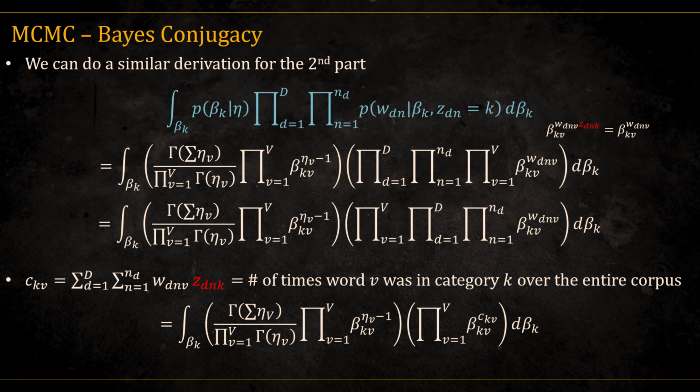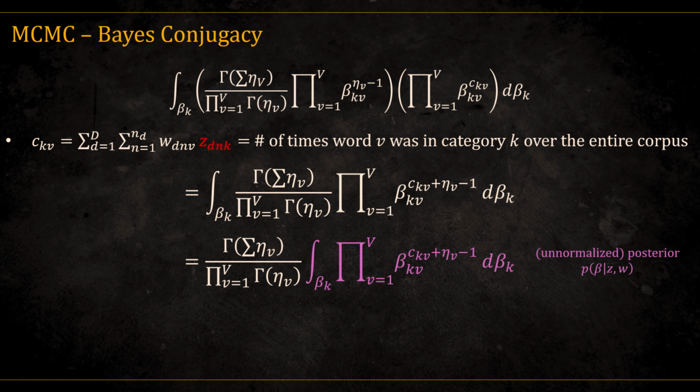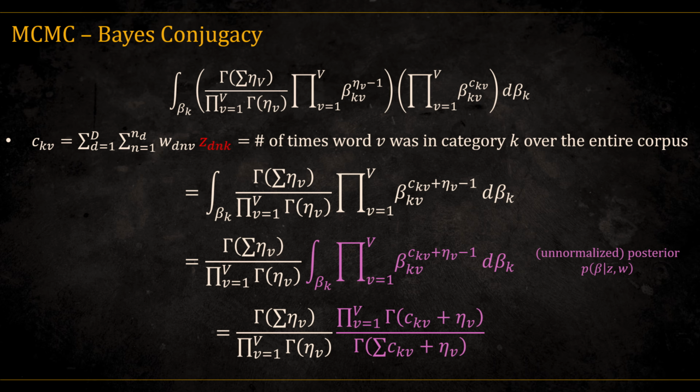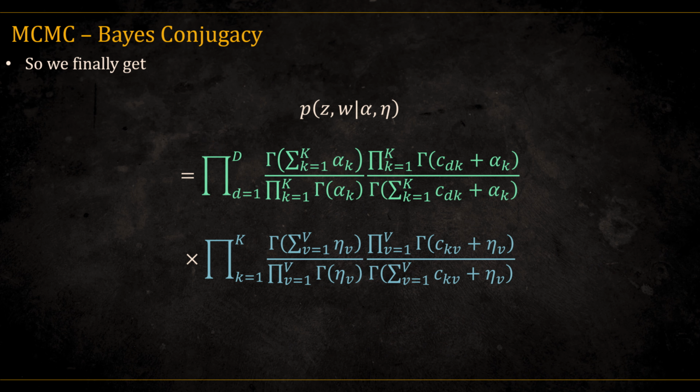We get this expression. We unite the product over v, take the normalizing constant of the Dirichlet prior out of the integral. The remaining integral is the unnormalized Dirichlet posterior of p beta given z and w, so it will be equal to 1 over the normalizing constant of this distribution. And we get this final expression. So finally, after integrating out theta and beta, we get this. Notice the first term corresponds to p of z, and the second term to p of w given z, ignoring the alpha and eta hyperparameters.